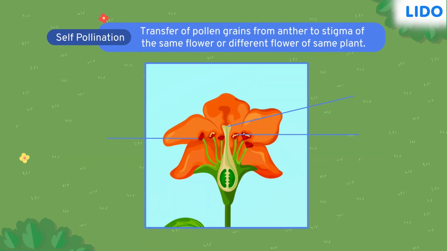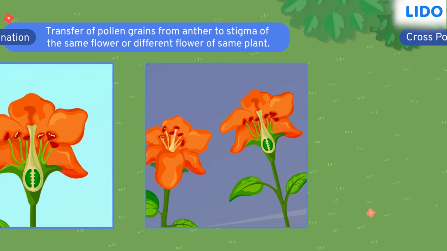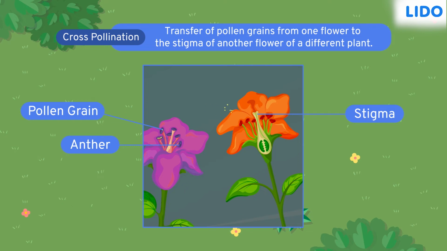If the pollen grain of a flower is transferred to the stigma of the same flower or of a different flower of the same plant, we call it self-pollination. But if the pollen grains of one flower of a plant are transferred to the stigma of the flower of another plant, we call it cross-pollination.